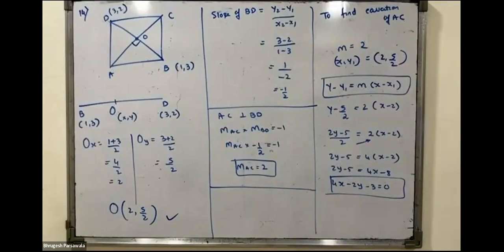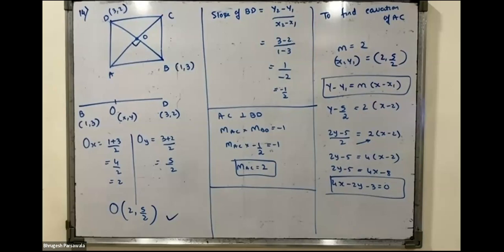ठीक है? So मैंने पहले midpoint formula से BD का midpoint find किया. That is the intersecting point. So O is the midpoint of BD, तो मैंने O के coordinates ढूंढे. ठीक है? फिर मैंने BD का slope ढूंढा because I need to find slope of AC. One thing I know that AC is perpendicular to BD. So to find slope of AC, I will need slope of BD.